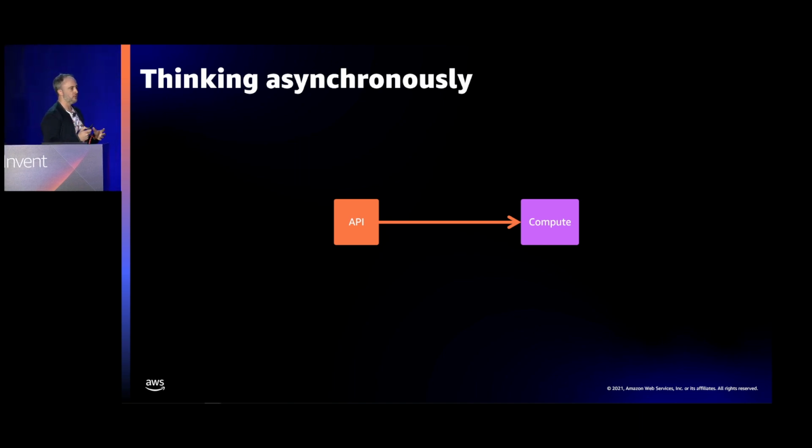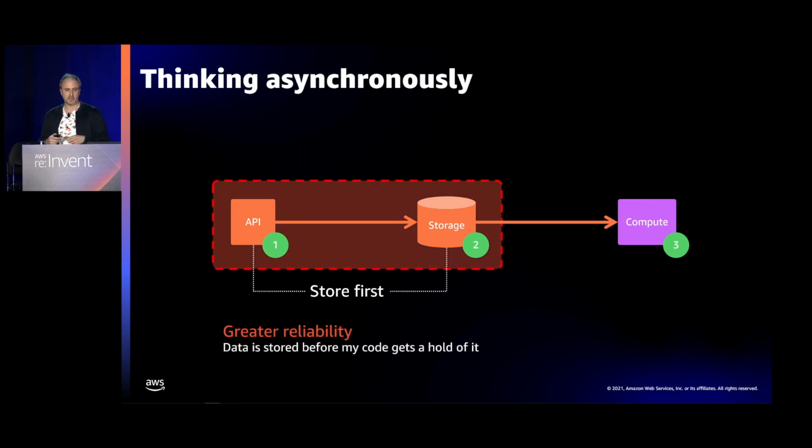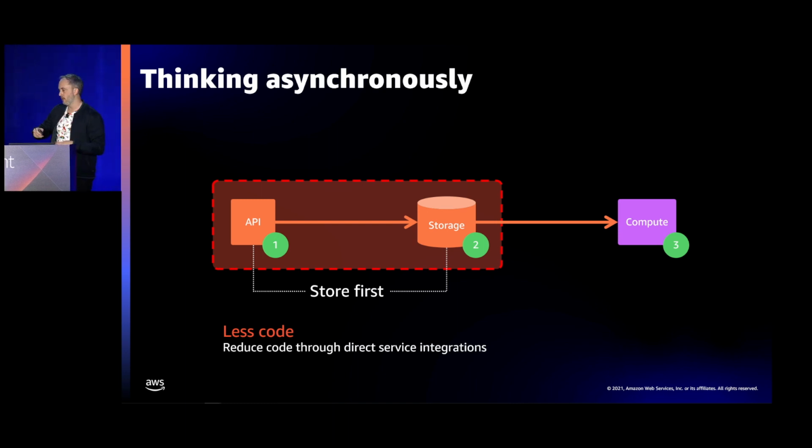One great way to improve this application and think asynchronously is to store my inbound payload before I run it against my Lambda function. Store first, process after. That really changes the way this application works. It gives me more reliability because now I'm storing that payload before my function code is able to run against it and potentially lose what that payload was. It reduces the code in my Lambda function. So imagine that I was writing to a storage service, right? That would be extra function code, whereas if I did it this way, I can go from API Gateway directly to a storage service without any function code.